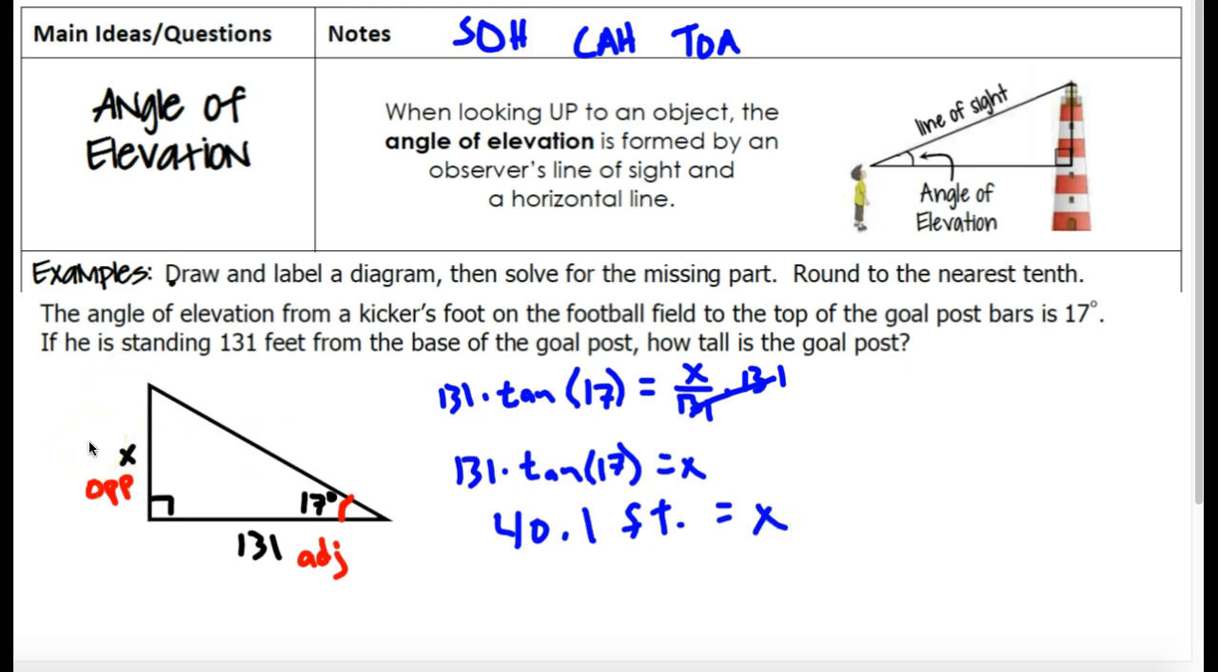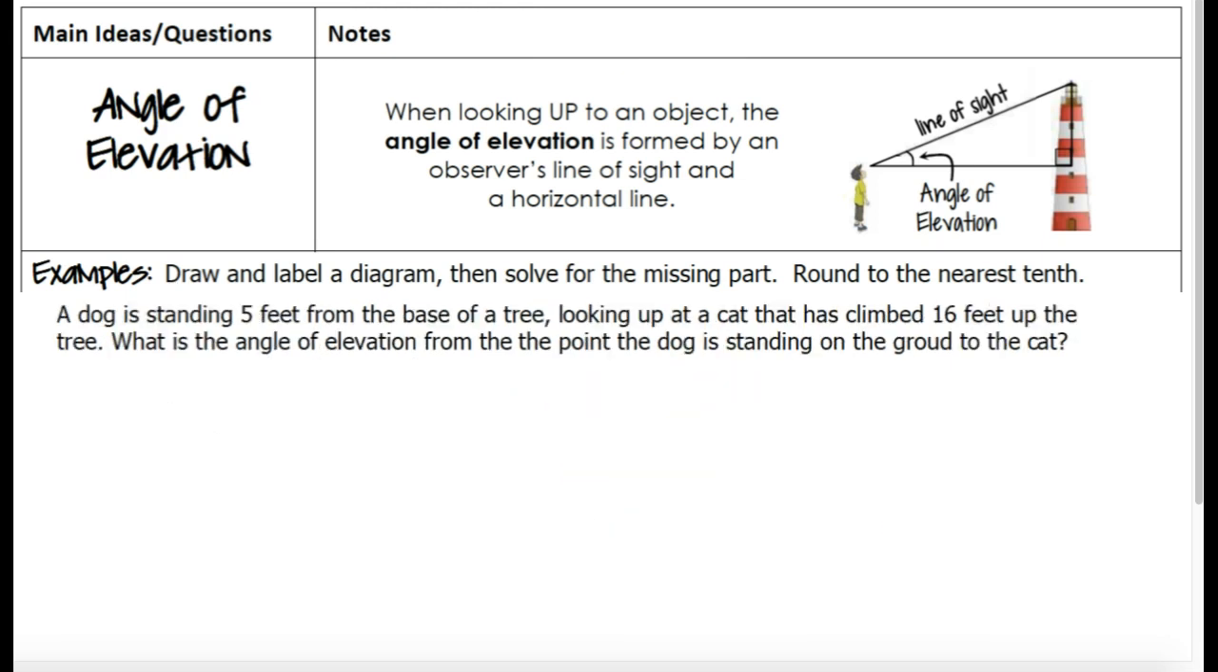All right, let's try another example. So in this one, it says a dog is standing 5 feet from the base of a tree, and it is looking up at a cat that's climbed 16 feet up the tree. We want to figure out the angle of elevation this time. Right? So our goal is to find this angle. So the angle is going to be my x this time.